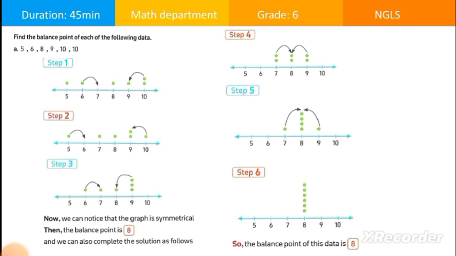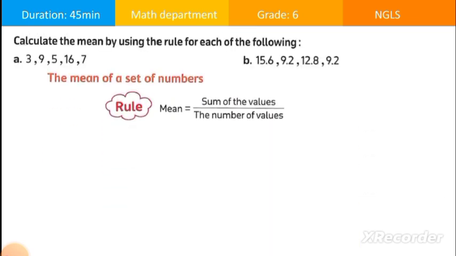The second concept of this lesson is mean. What is the meaning of the mean? The mean is the sum of values over the number of these values.